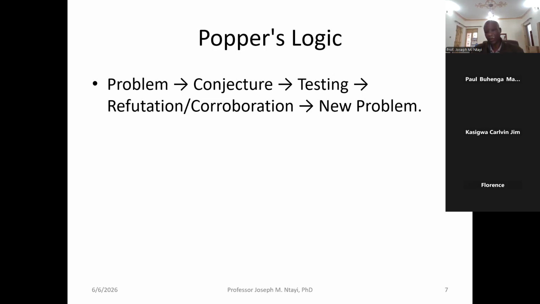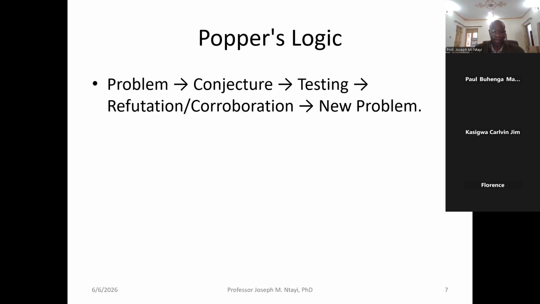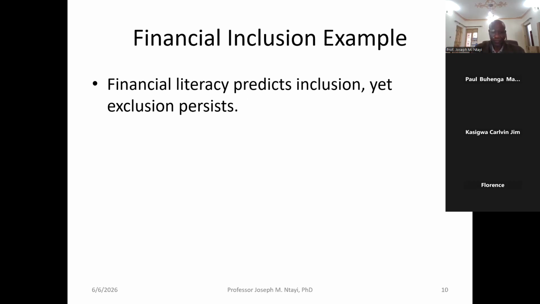So I gave you the logic of Karl Popper from the problem to the conjecture, testing, refutation, and of course, either refutation or corroboration, and then after that, a new problem will emerge. And I've already talked about falsifiability, and that's one of the aspects that come from Karl Popper's Conjectures and Refutations. So you need to read that book, and I think I sent you the book, and you know how to use it, right?